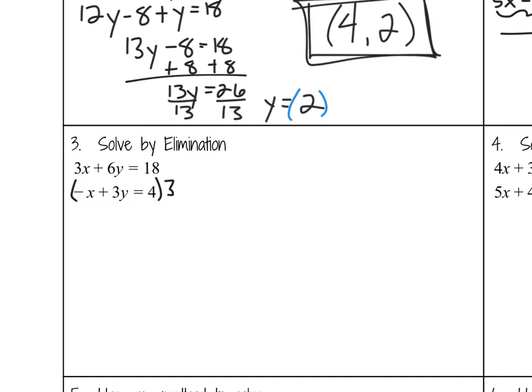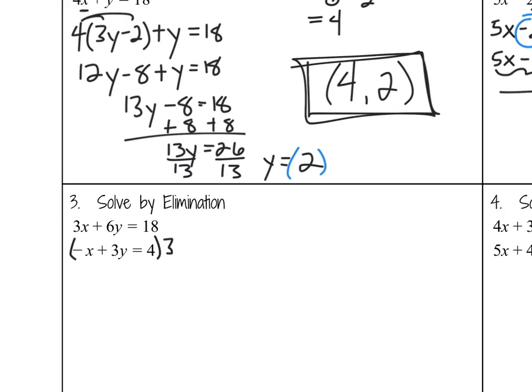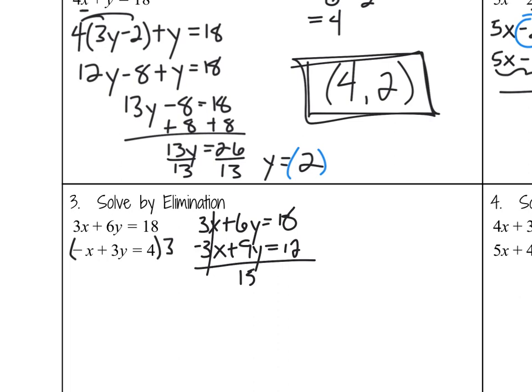The first equation, of course, remained the same, and so I have my 3x plus 6y equal to 18. The second equation, when it gets multiplied through, we have negative 3x and then plus 9y equal to 12. And my x's will cancel. 6y and 9y will give me 15y, and 18 and 12 will give me 30. And when I divide by 15, I come up with a y value of 2.